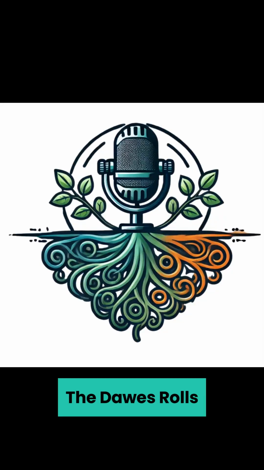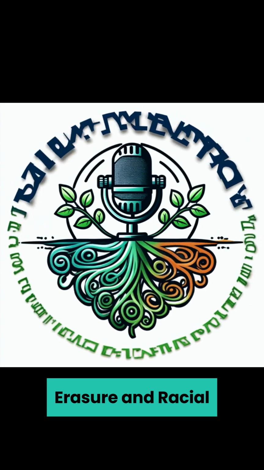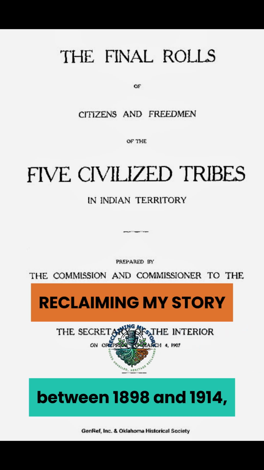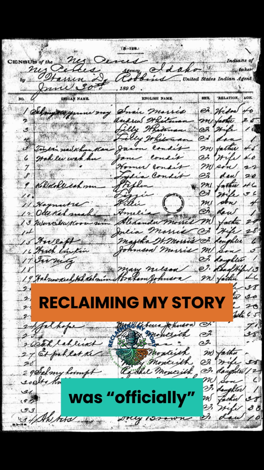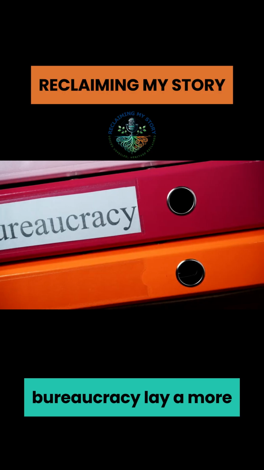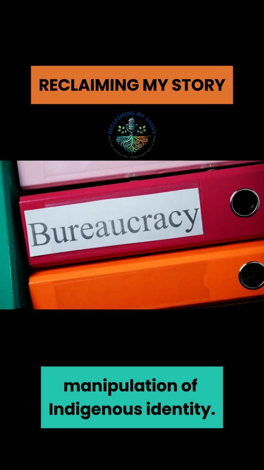The Dawes Rolls from 1898 to 1914, a tool of erasure and racial manipulation. The Dawes Rolls, created between 1898 and 1914, were presented as a way to document who was officially Native American for tribal enrollment and land allotment. But beneath this facade of bureaucracy lay a more sinister agenda: the systematic erasure and manipulation of indigenous identity.